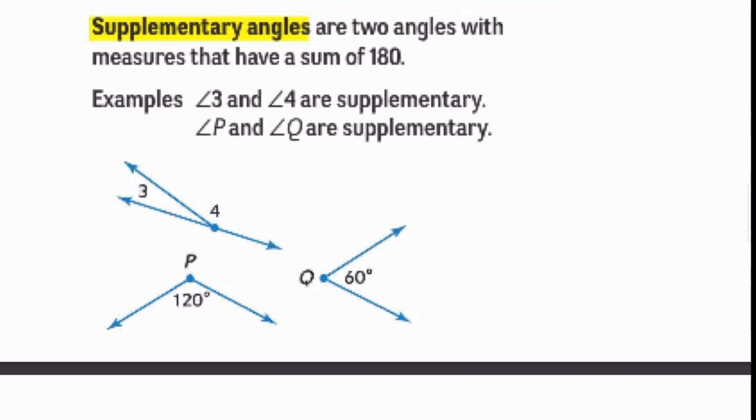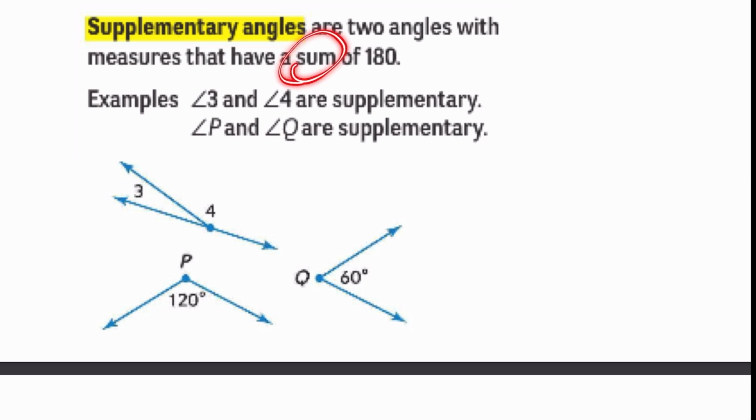Supplementary angles are two angles with measures that have a sum. Again, sum means add. A sum of 180. Examples, angle 3 and angle 4 are supplementary. So angle 3 and angle 4, they are supplementary, so they add up to 180 degrees. And this, by the way, is an example of a linear pair. So the measure of angle 3 plus the measure of angle 4 equals 180 degrees.